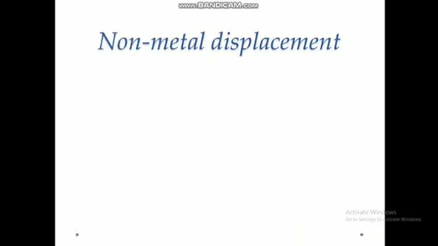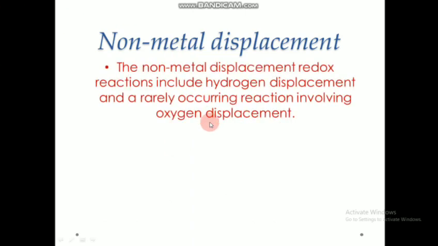Now we will see non-metal displacement. So from the name we can understand some non-metal is involved in that. So the non-metal displacement redox reactions include hydrogen displacement and a rarely occurring reaction involving oxygen displacement. Displacing oxygen is a difficult task, so that's why we say it's a rare thing.